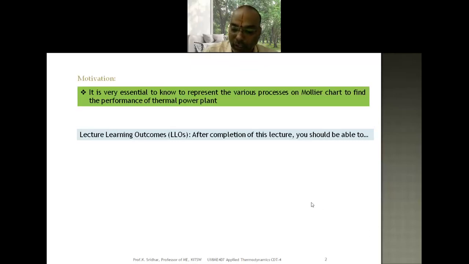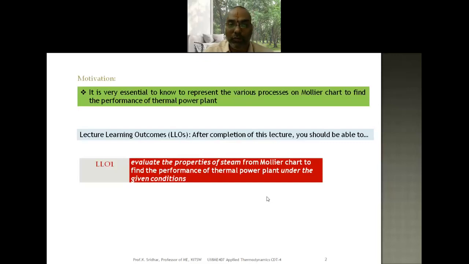The outcome I am expecting from this lecture is that after completion of it, every student should be in a position to evaluate the properties of the steam from the Mollier chart to find the performance of a thermal power plant under the given conditions.